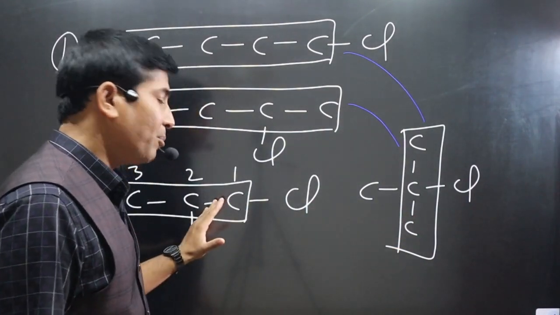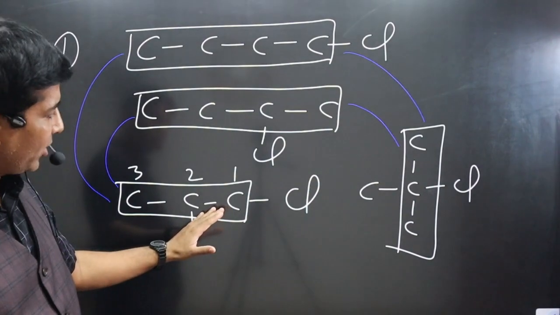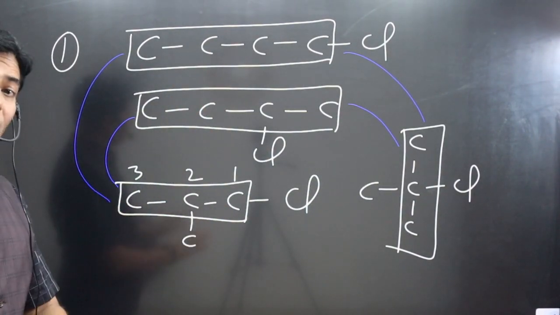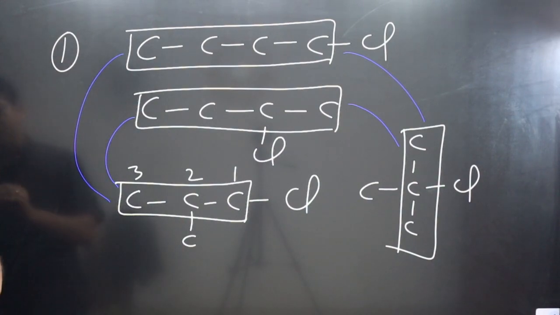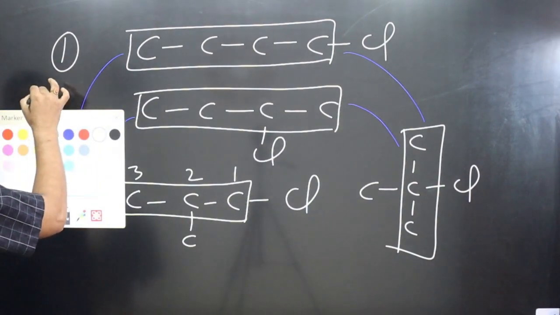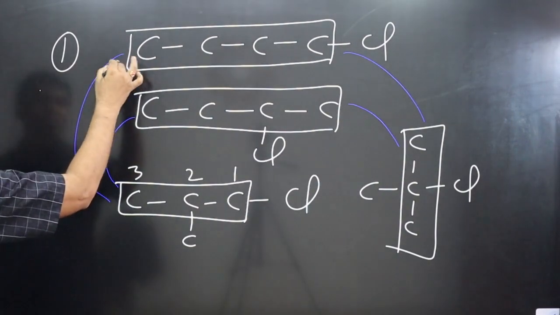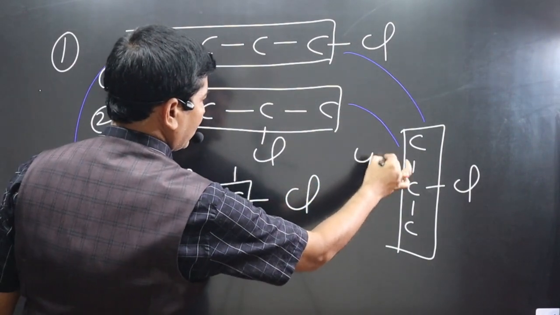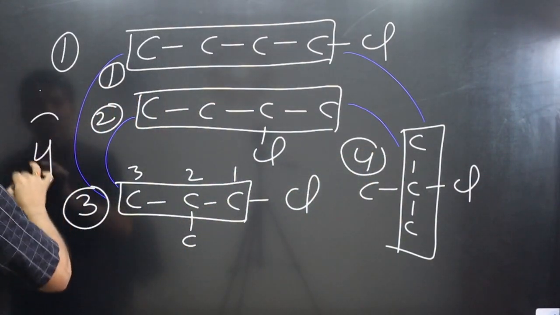These 2 are examples of position isomers. Total number of isomers, how many are we getting? We have 4. This is first, this is second, this is third, and this is fourth. So the total number of isomers we got is 4.